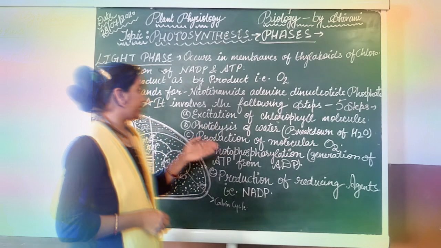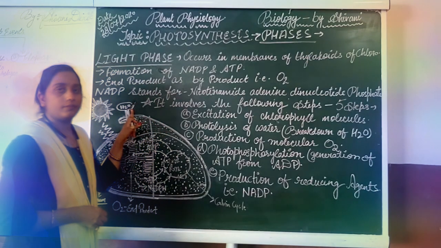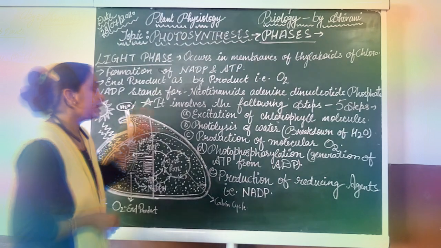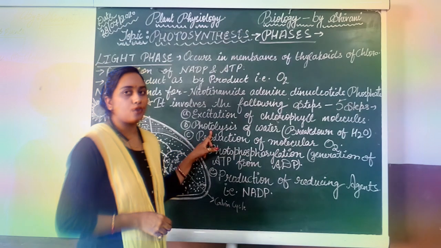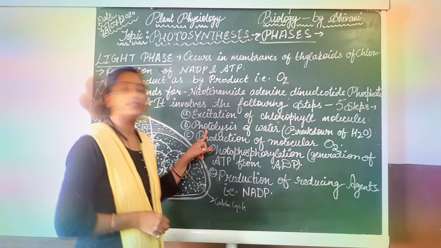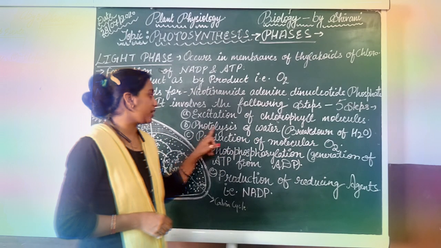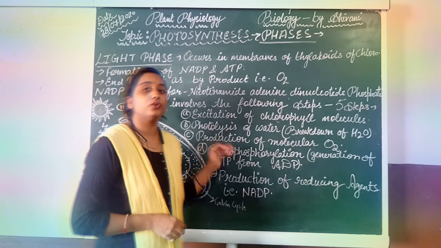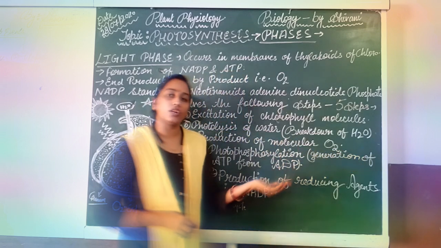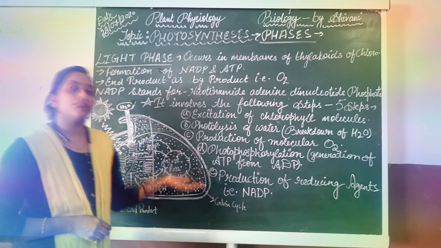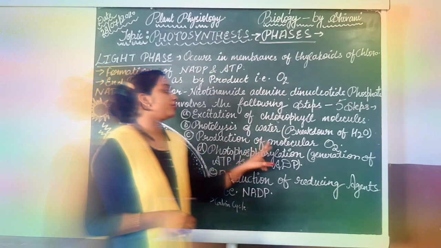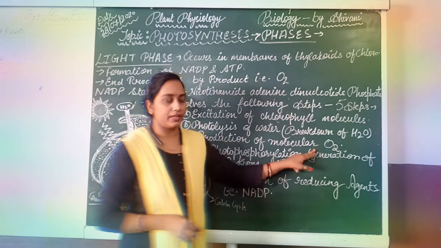And what happens next? There will be water molecule breakdown. This process is known as photolysis of water. What is the meaning of photolysis? Photo means light energy and lysis means breakdown. Due to the light energy, the water molecules break down. As the water molecule breaks down, the formation of oxygen takes place. We can say that production of molecular O2 takes place.